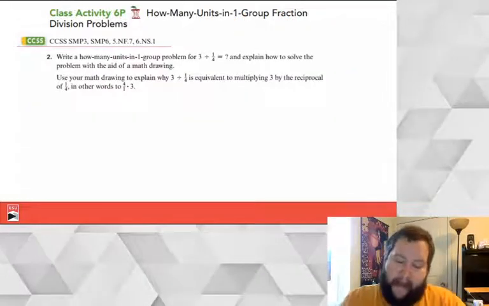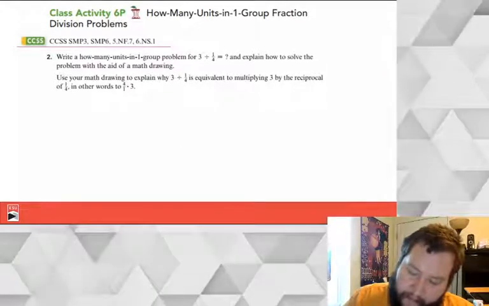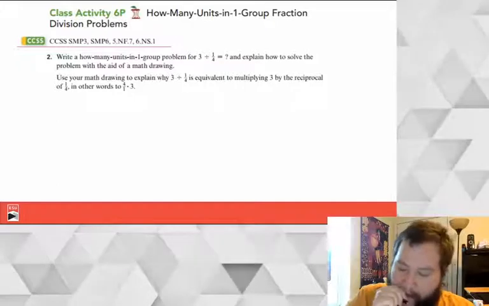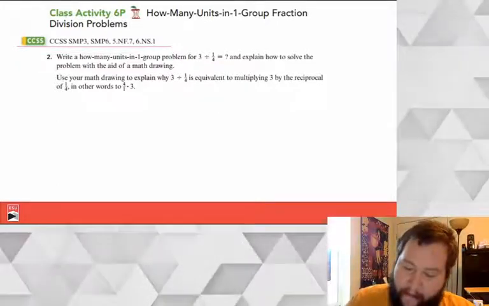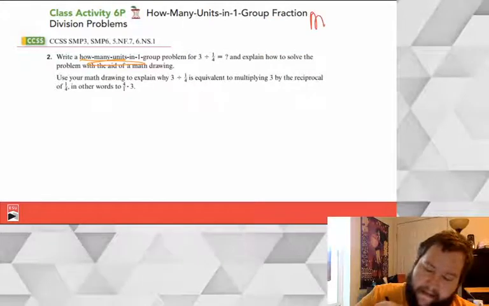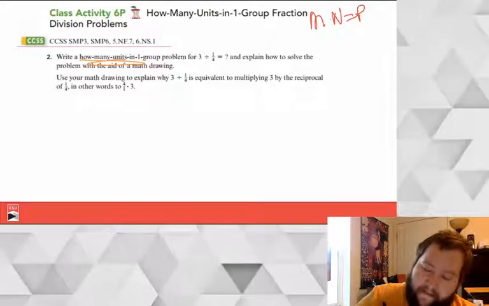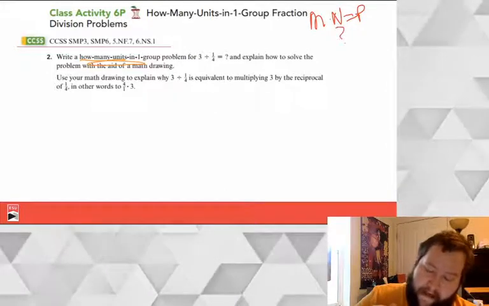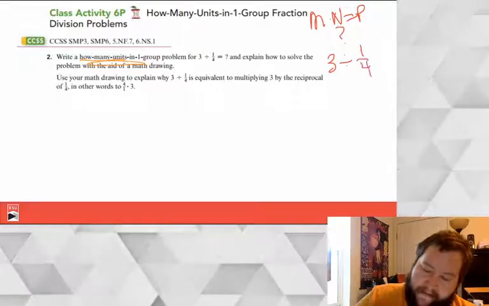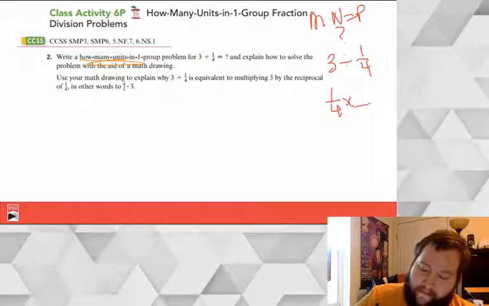So here it says, write how many units in one group problem for 3 divided by 1/4, and explain how to solve the problem with the aid of a math drawing. So what we have is m times n equals p. This is our unknown. So we have 3 divided by 1/4 is the same as 1/4 times something equals 3.